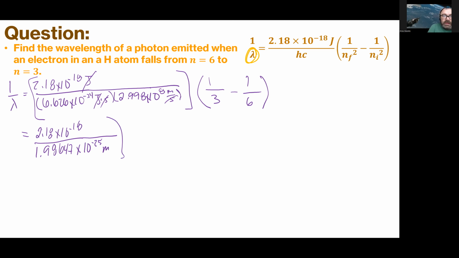Now, oh shoot, these are squared. 3 squared and 6 squared. So 3 squared is 9, so this is 1 over 9. And 6 squared is 36, so this is 1 over 36.